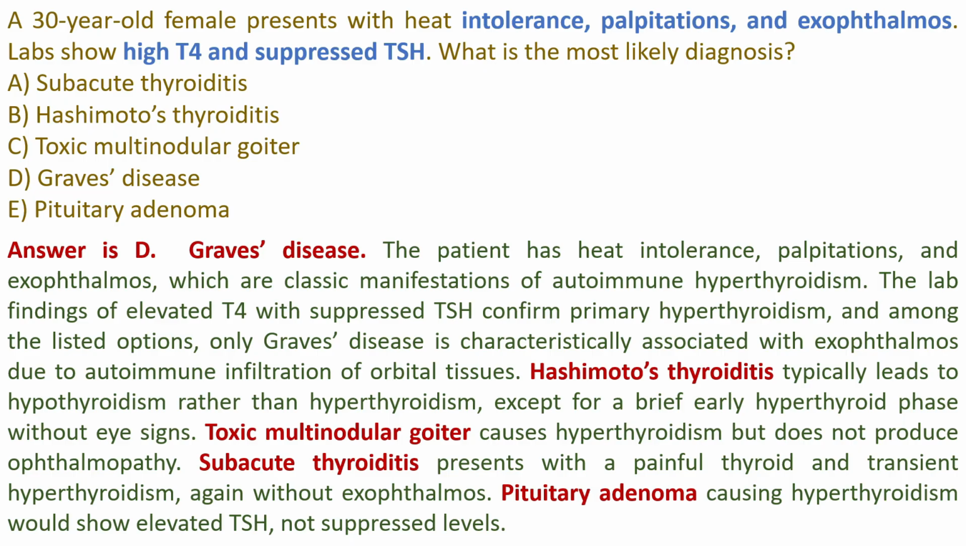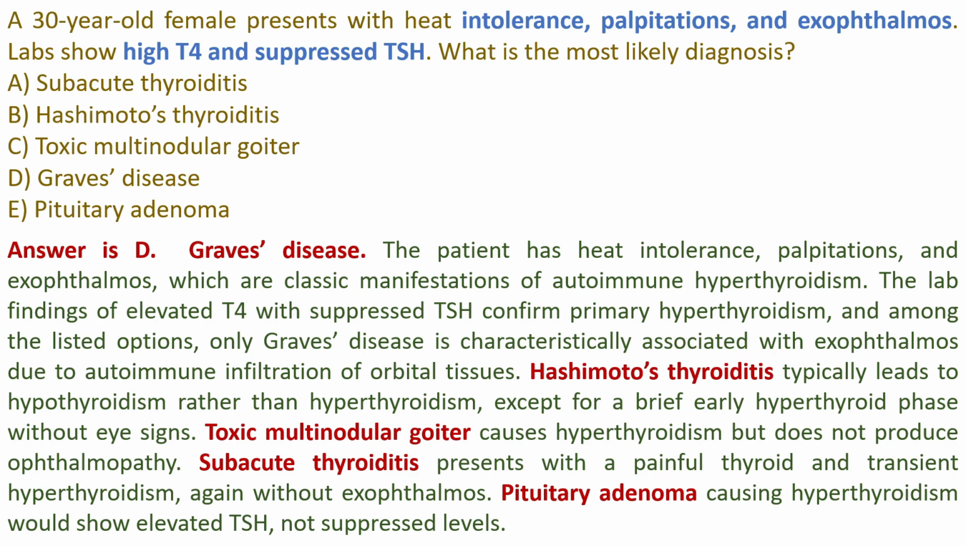The patient has heat intolerance, palpitations, and exophthalmos, which are classic manifestations of autoimmune hyperthyroidism. The lab findings of elevated T4 with suppressed TSH confirm primary hyperthyroidism, and among the listed options, only Graves' disease is characteristically associated with exophthalmos due to autoimmune infiltration of orbital tissues.